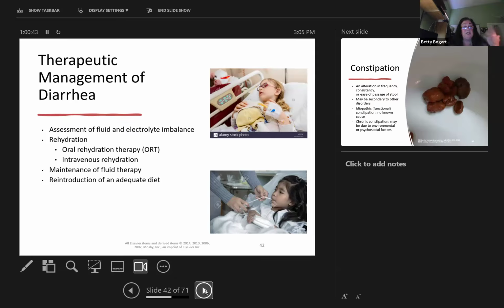These children, if you just keep them on fluids, how are you going to solidify that stool? There's nothing there to make a good solid stool. So start diet. And of course, it's a bland diet. Start slowly.